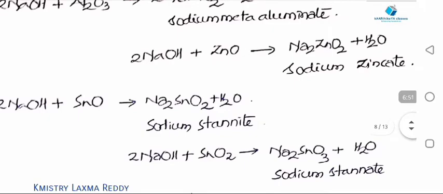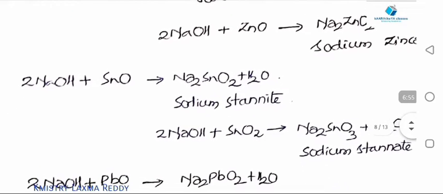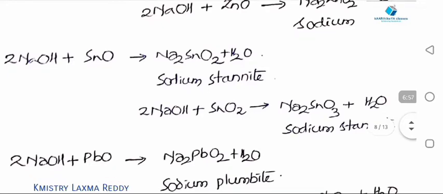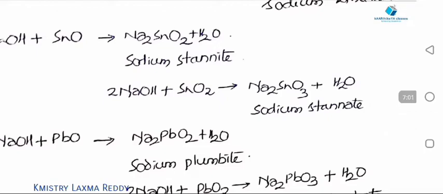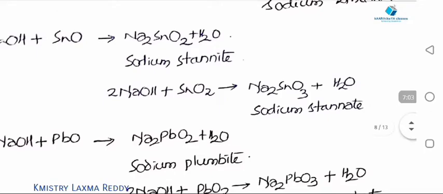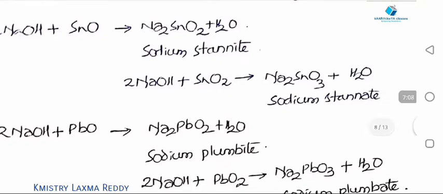Sodium hydroxide with zinc oxide gives sodium zincate. Sodium hydroxide with tin oxide gives sodium stannite. Sodium hydroxide with SnO2, tin dioxide, gives sodium stannate. See the difference: SnO gives stannite, SnO2 gives stannate.